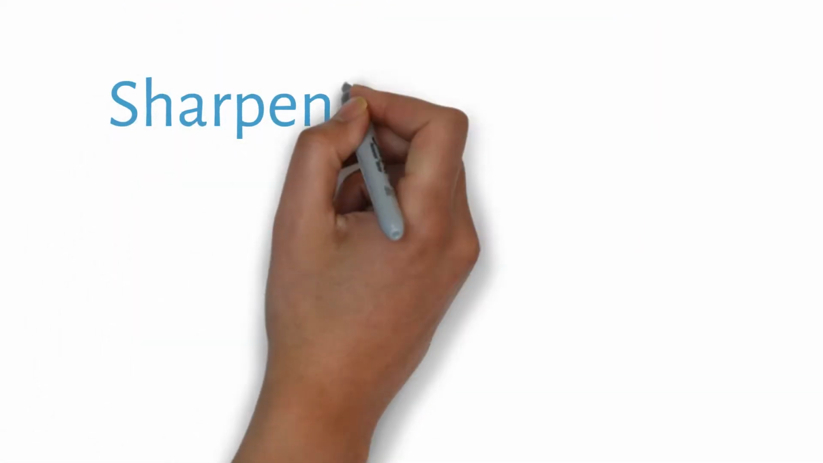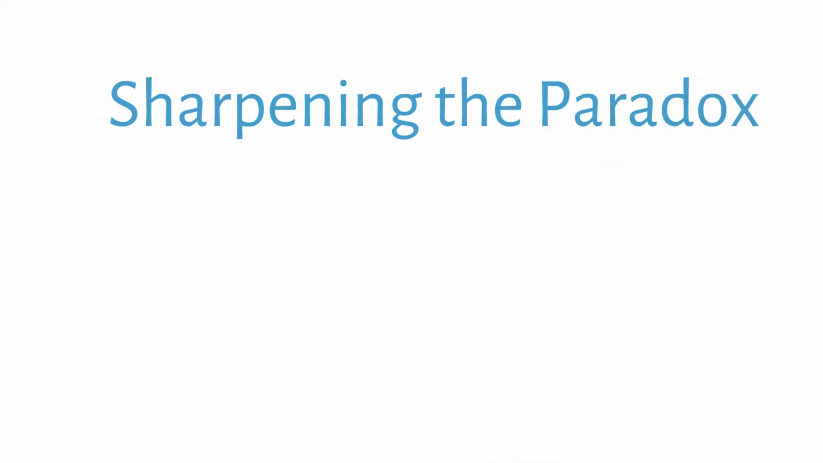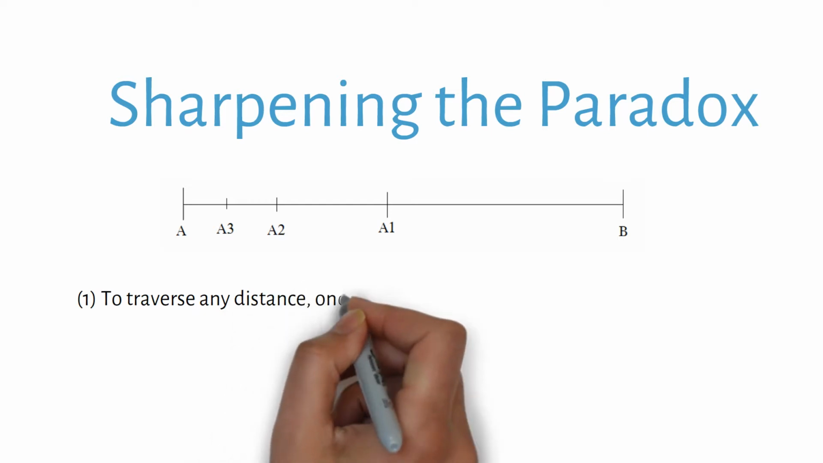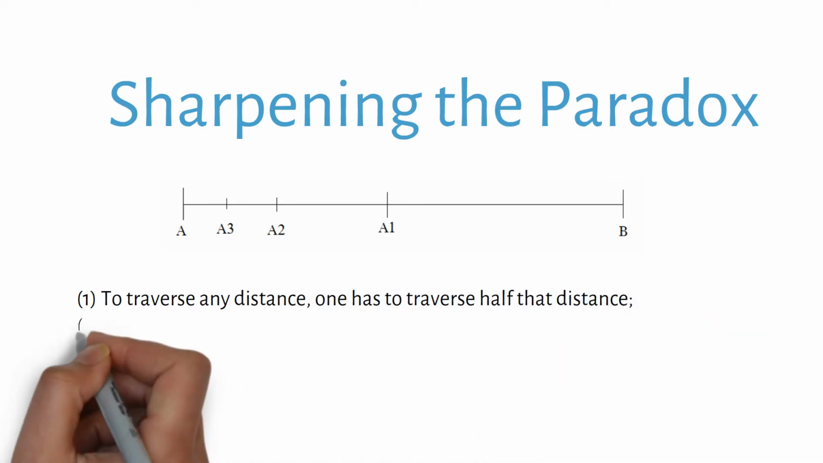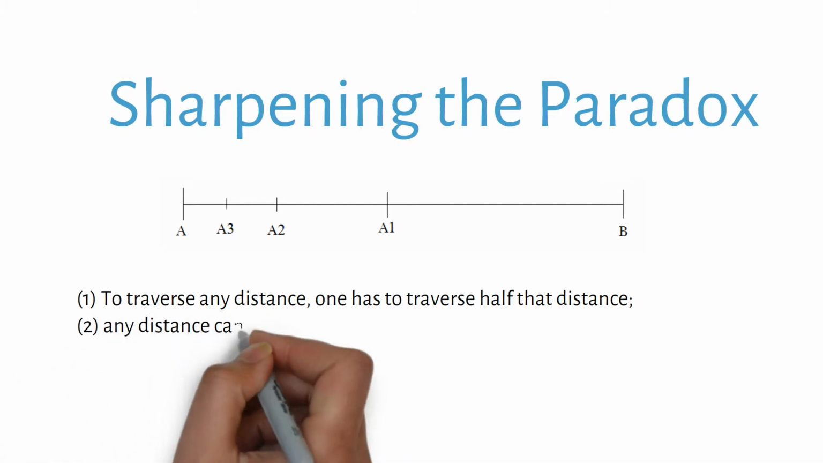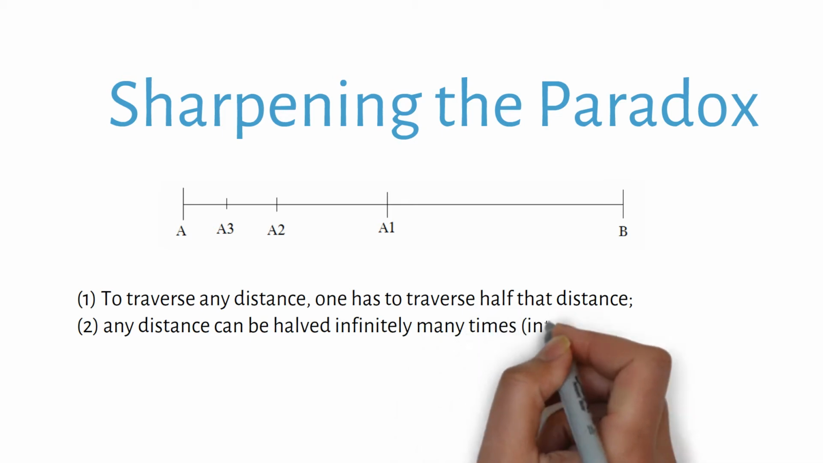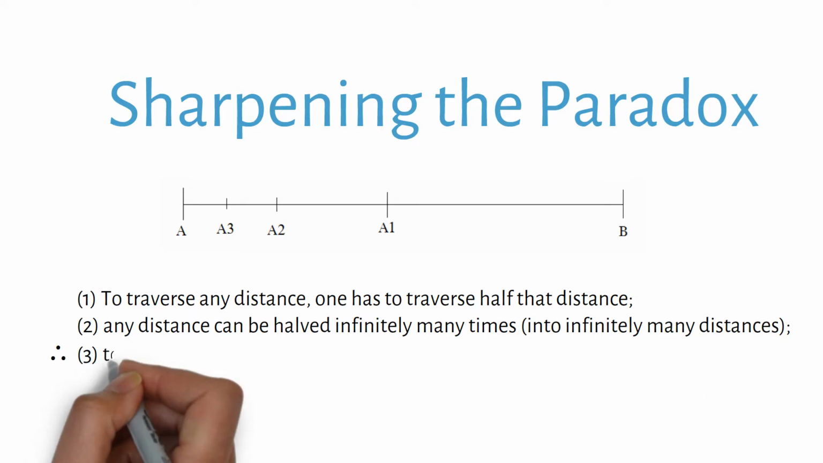Now, let's try and sharpen the argument slightly by making it a bit more precise. So, if we were to break it down, it seems that the argument goes something like this. 1. To traverse any distance, one has to traverse half that distance. Now, any distance you like, whether it's 10 kilometers, 1 meter, or 1 centimeter, can be halved infinitely many times. So, 2. Any distance can be halved infinitely many times, into infinitely many distances.